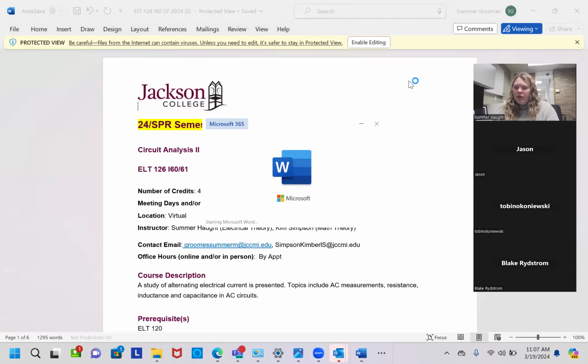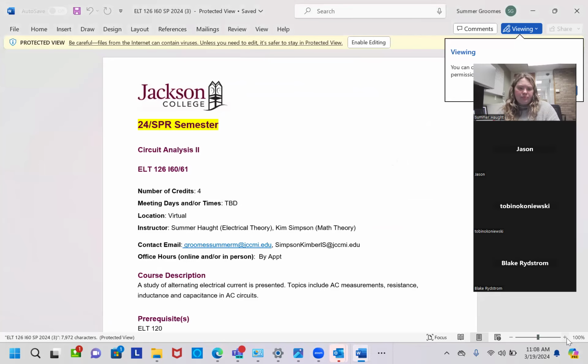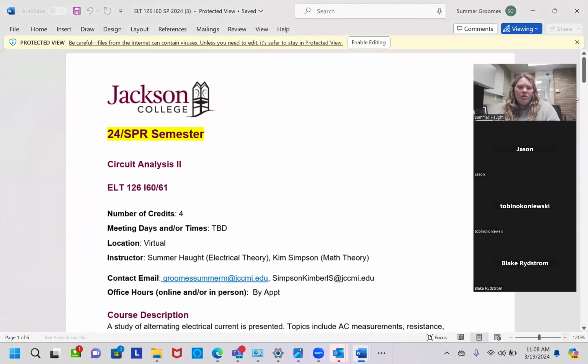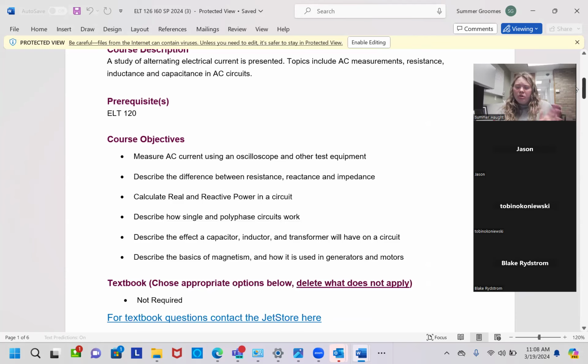I'll go through this pretty quickly because it's pretty similar to what you've seen. But again, this is a 4-credit course, so you've got the electrical theory and the math theory portion. Again, it's about AC electricity. This is important to note.